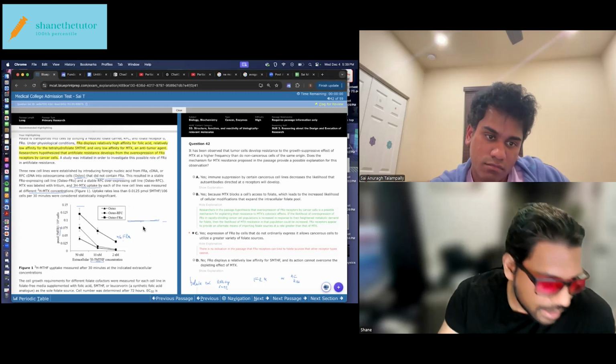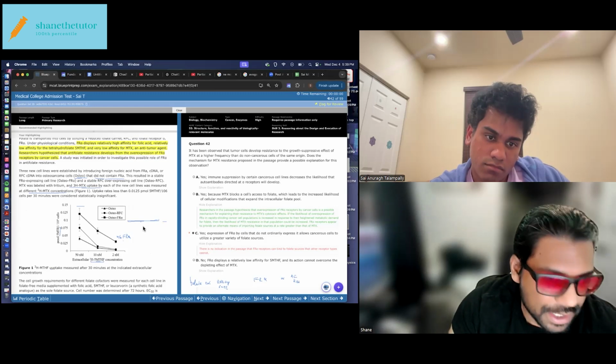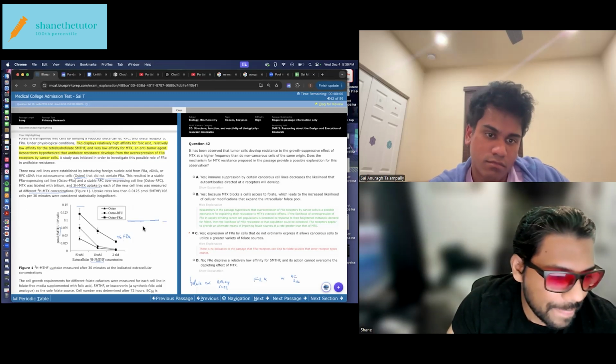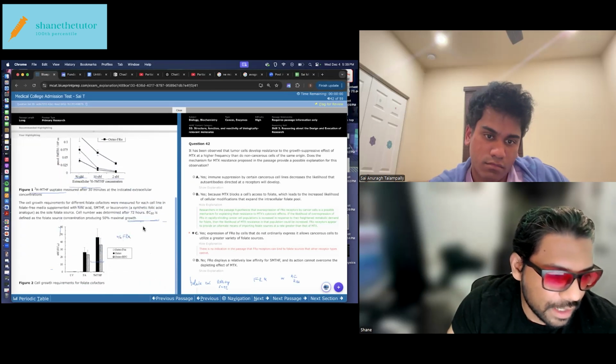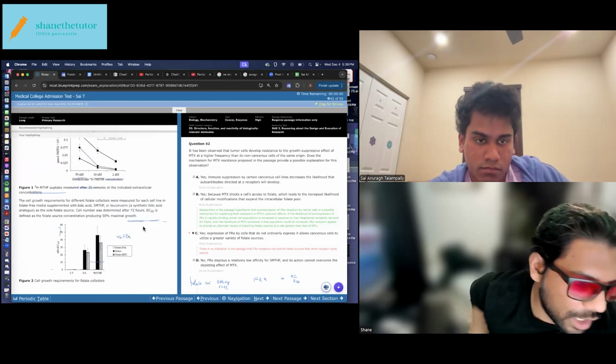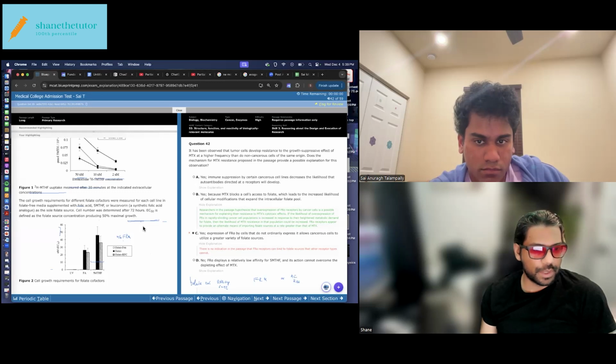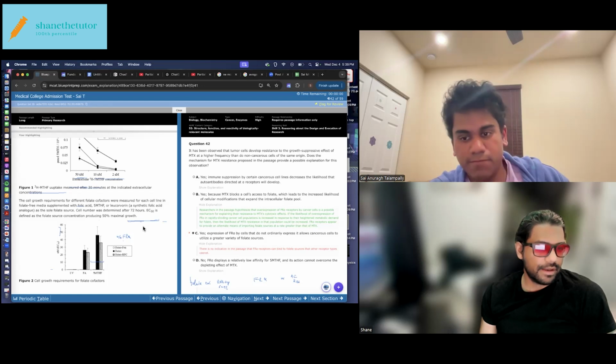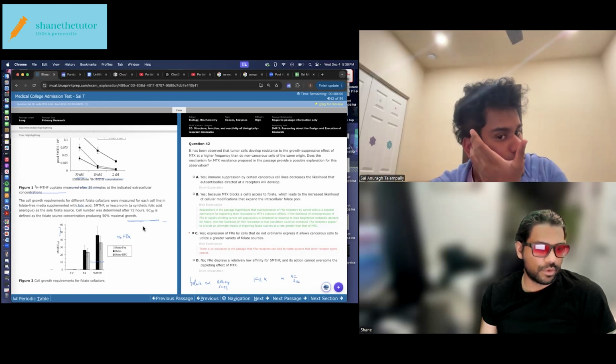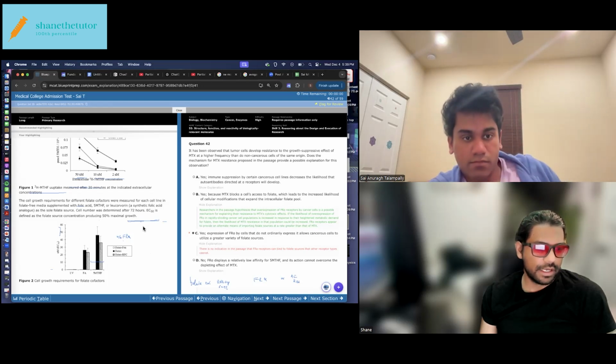Let's see what else this is saying. You can scroll down to the left. The cell growth requirements for different folate cofactors are measured for each cell line in folate-free media supplemented with folic acid, 5-MTHF, or leucovorin, a synthetic folic acid analog, as the sole folate source.